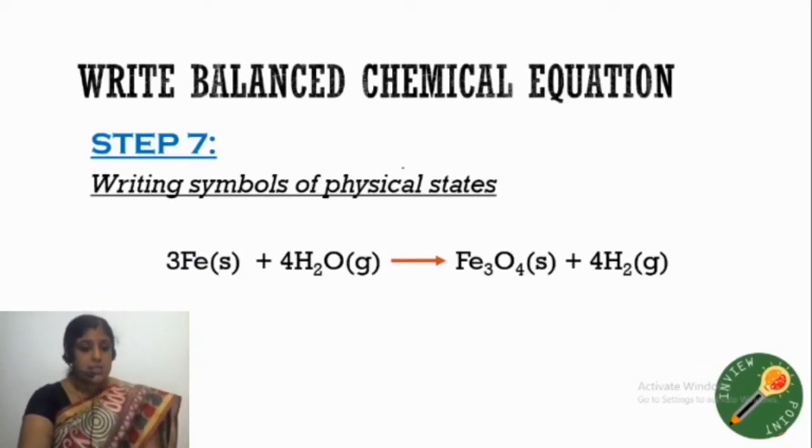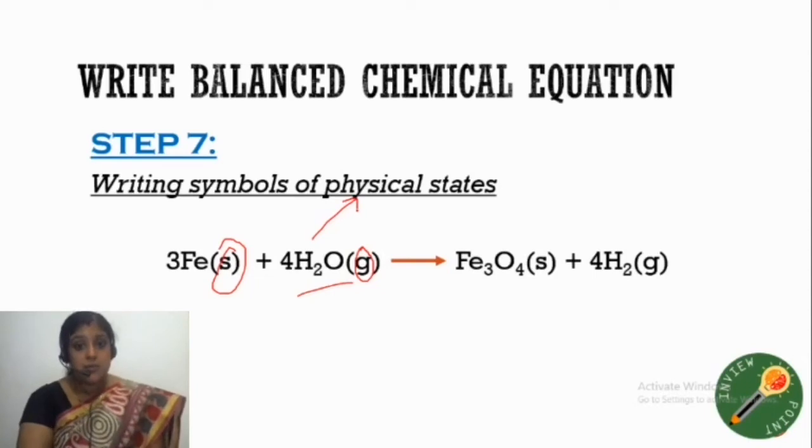See, iron is a solid, right? So S denotes solid. And then H2O is water. The physical state is given as gas, that is, the water is in steam form. Then Fe3O4 is also a solid, and hydrogen is another gas. Okay, so is that clear, students?